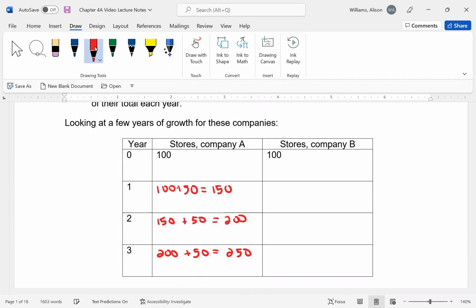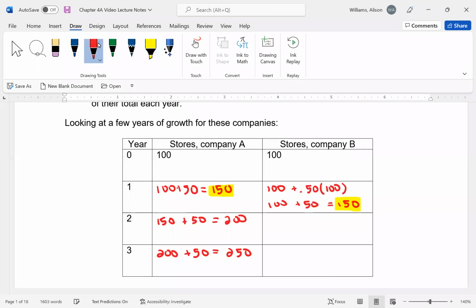Great. Not too complicated. Now, company B is a little different. They're going to do a 50% increase on where they're at. So right now, their 50% increase is going to be on the 100 stores. So I'm going to take 50% of 100. And 50% of 100 is 50, which is 150. Okay. So they actually have the same number of stores right there.